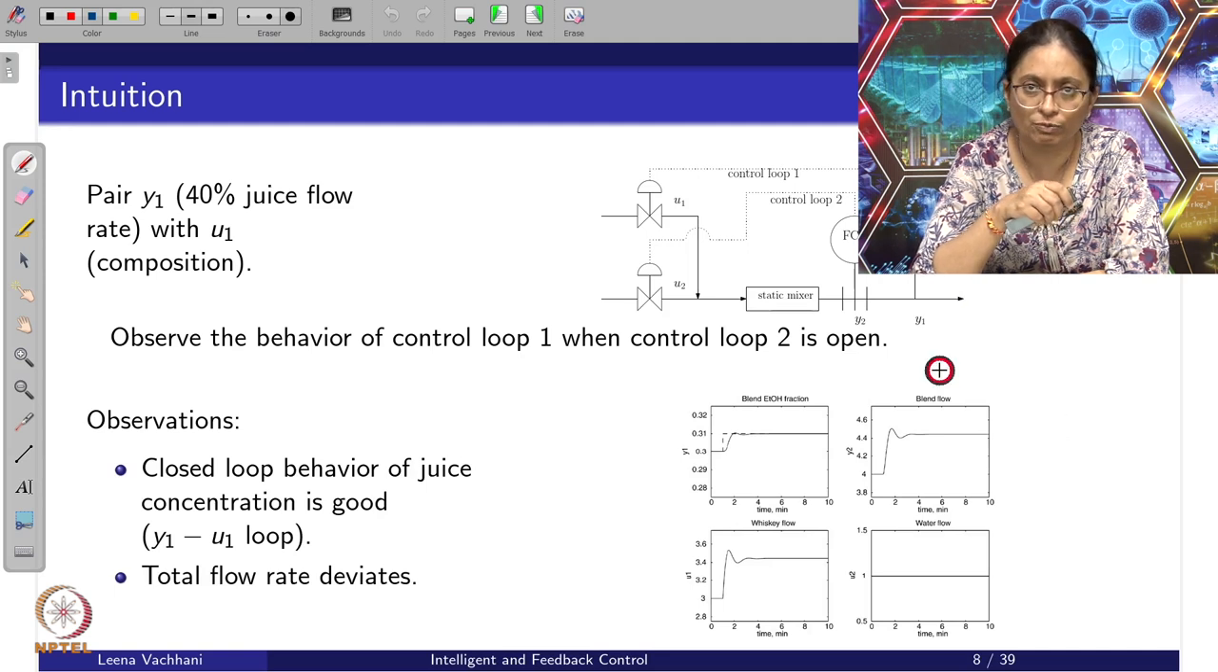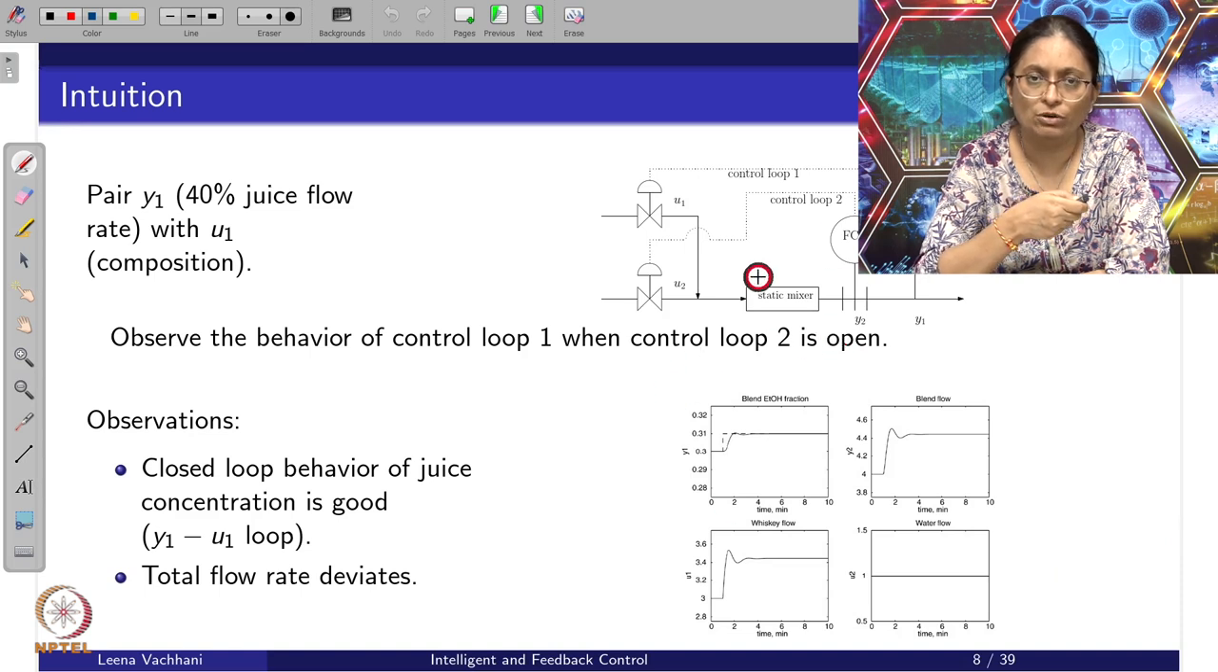Let's observe the behavior of control loop 1, which is my juice rate paired with the output composition. Here control loop 2 is open, and we are only controlling the composition. If I want the composition to be changed from 0.3 to 0.31, it is a step change. The output Y1 changes very nicely because U1 is changed, but at the same time you see that the flow rate has changed from 4 to 4.2. It is no longer constant because U2 was constant, as control loop 2 was open. So the total flow rate is deviating while our objective of composition control is achieved. Fair enough, because control loop 2 was open.